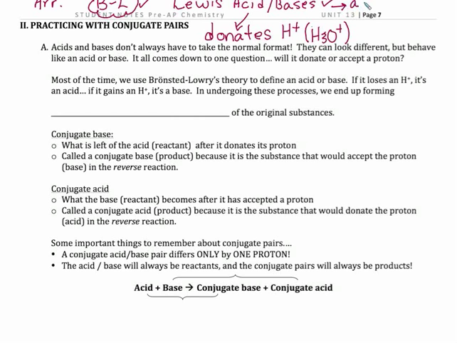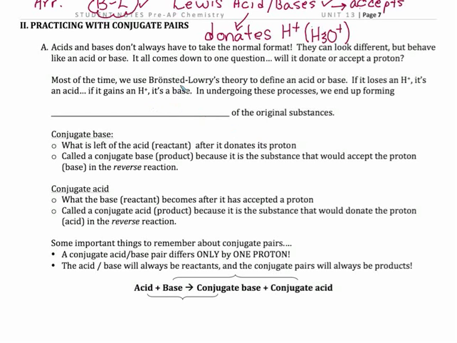And bases are substances that accept that H+. So it's kind of like a gift. A gift needs both a giver and an acceptor, or it's not a gift. So you're not going to have an acid unless there's a base present, and vice versa.